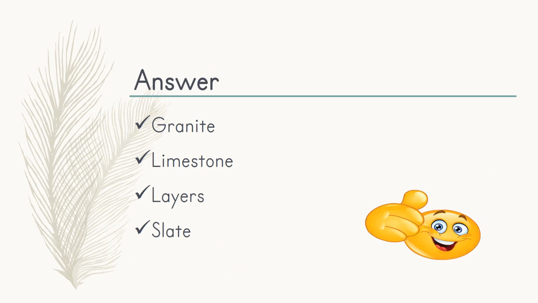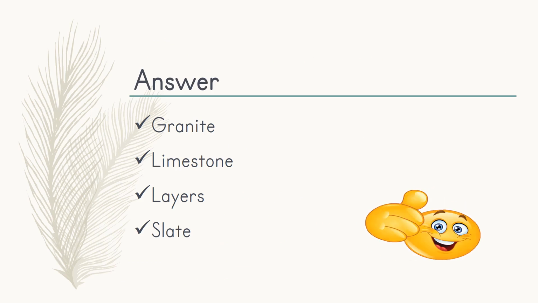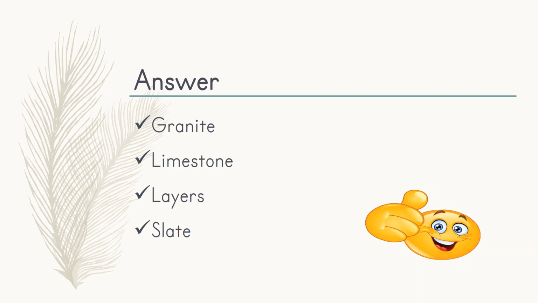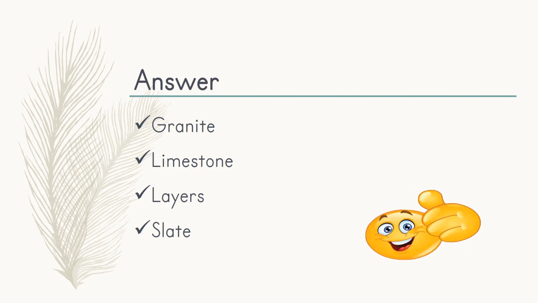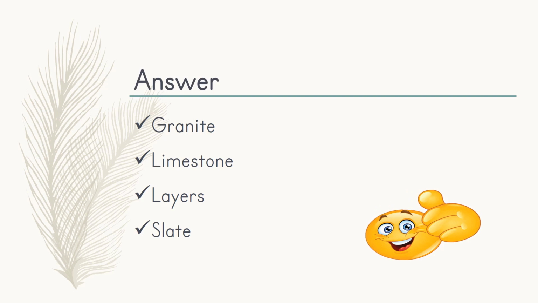Dash rocks in Ali's collection have coarse or large grains. Yes, you're right. Granite rocks in Ali's collection have coarse or large grains. Dash rock has fine grains and fossils. Limestone has fine grains and fossils. Sandstone is made up of layers. Slate rock has grains that are not visible by the naked eye.